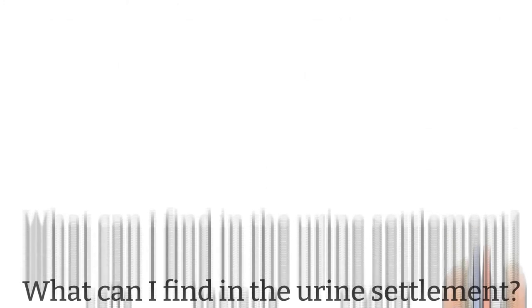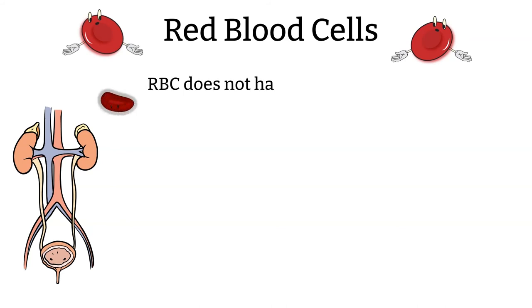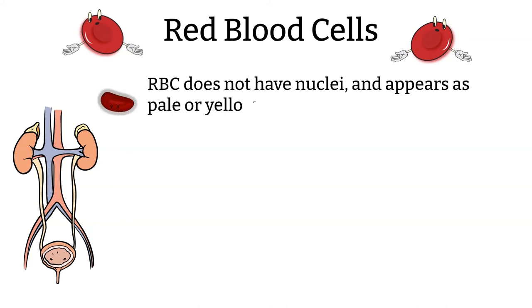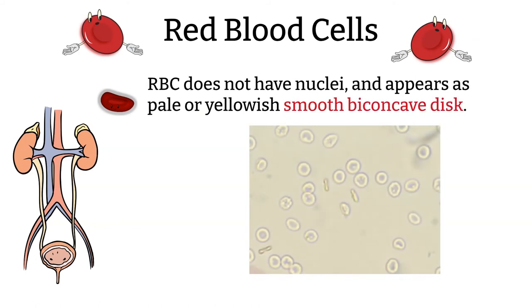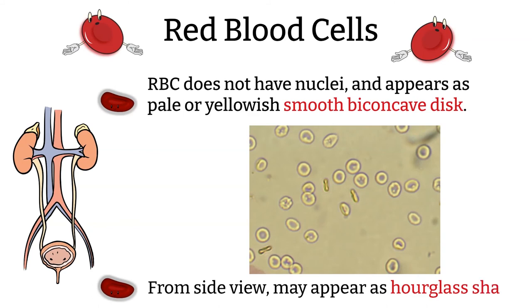Let's start with cells. Red blood cells. Red blood cells in urine can come from any part of the urinary tract. They can also come from menstrual blood in female patients. Since it doesn't look red under the bright field microscope, you still can tell that they are red blood cells. Red blood cells do not have nuclei, appear pale or yellowish, and are smooth biconcave discs approximately 7 microns in diameter and 2 microns thick. From the side view, you may see red blood cells as an hourglass shape.